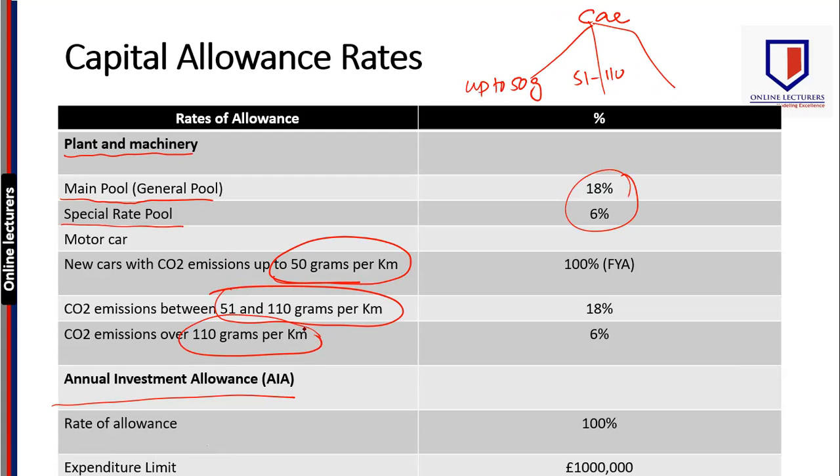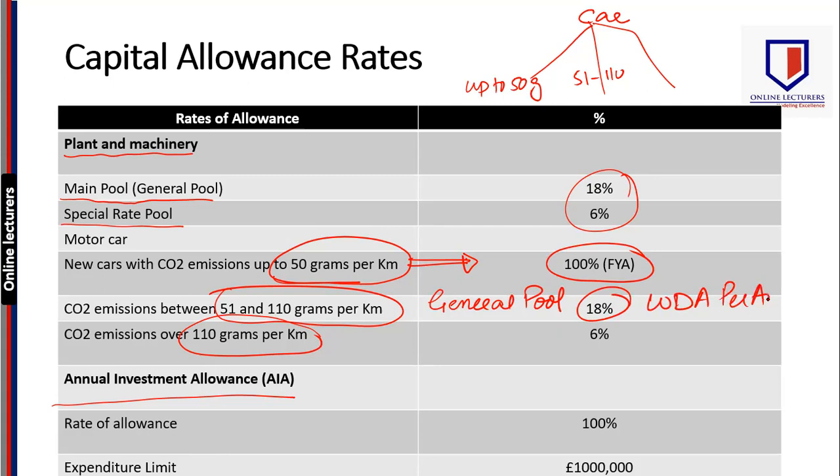So according to this CO2, if a car is up to 50 gram per kilometer, you will get immediately 100% first year allowance. But if a car is in between 51 and 110 gram per kilometer, this car will be part of the main pool, and you will get a WDA of 18% per annum. And similarly, if the car CO2 is more than 110 gram per kilometer, it will always be part of the special pool, and it would attract a WDA of 6% per annum.